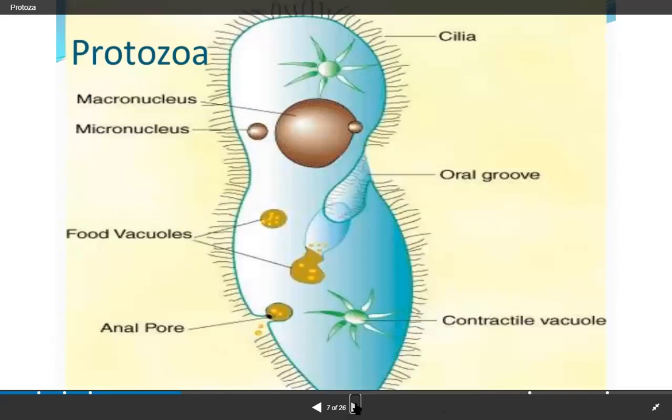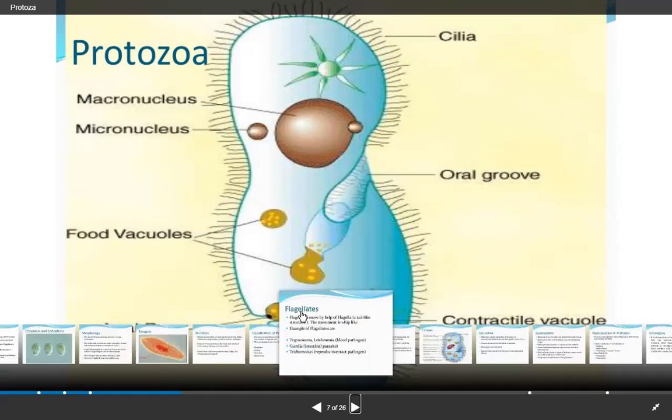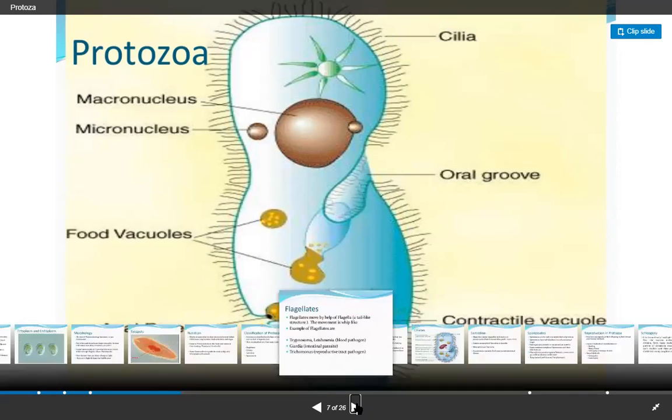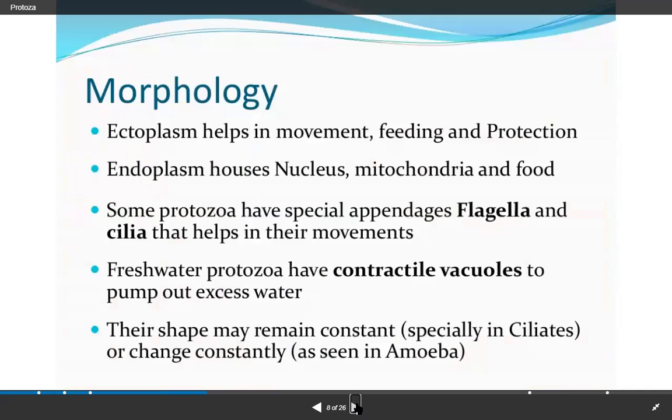As we can see, this is the structure of the paramecium. This is the anal pore. This one is the food vacuole. These are the micro and macronucleus. These are the cilia, which help in locomotion, whereas this is the oral groove, which helps in the ingestion of food, and this is the contractile vacuole or food vacuole.